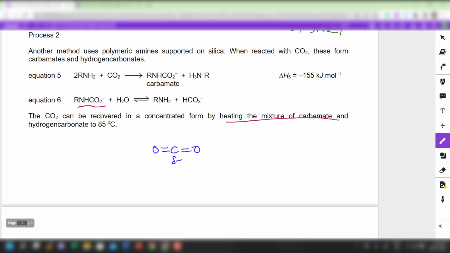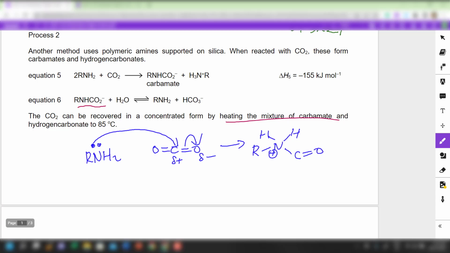I'm also going to showcase the partial charges, and then I can draw my RNH2 here. It has a lone pair of electrons which can act as a nucleophile, so it will perform a nucleophilic attack on the carbonyl carbon, and then electron density will be pushed towards oxygen by breaking the pi bond. Along the way I'm going to develop a formal charge on the nitrogen, and of course the carbon here I have COO minus.